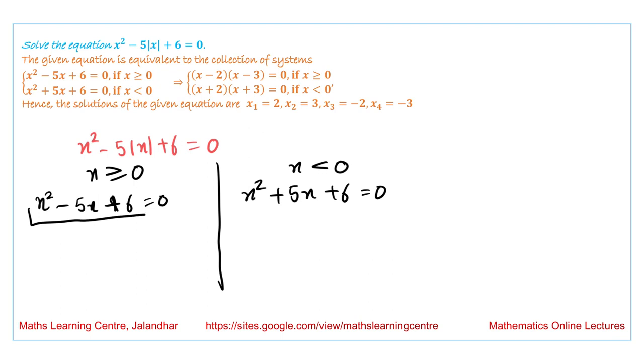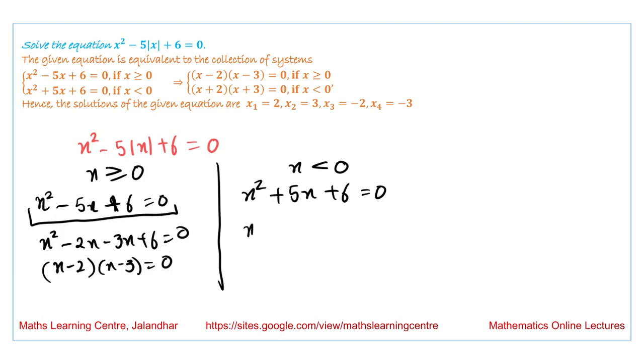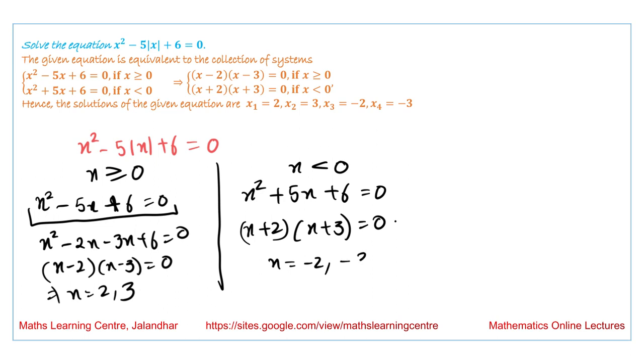So in this case, if we write this equation, it is x square minus 2x minus 3x plus 6 is equal to 0. If we factorize it, we get (x minus 2) into (x minus 3) is equal to 0. In the other case, we get (x plus 2) into (x plus 3) is equal to 0. So the answers we obtain over here are x is equal to 2 and 3. In this case, we have x is equal to minus 2 and minus 3.